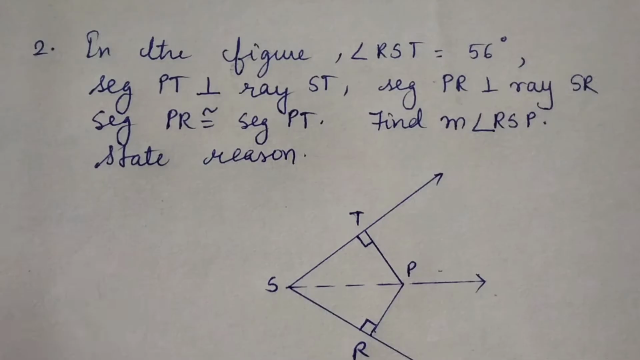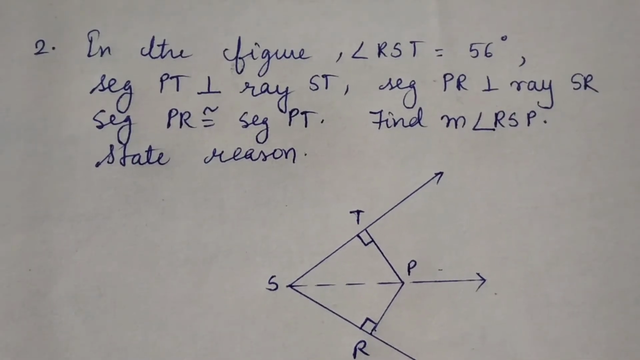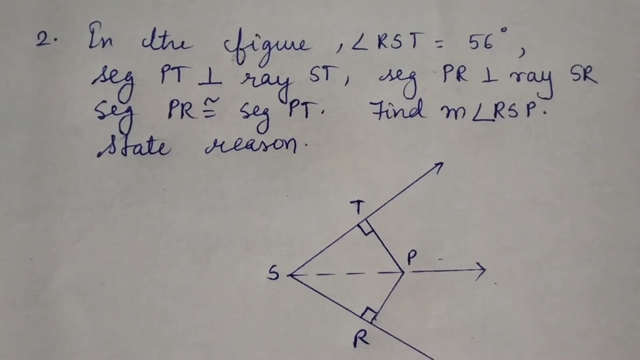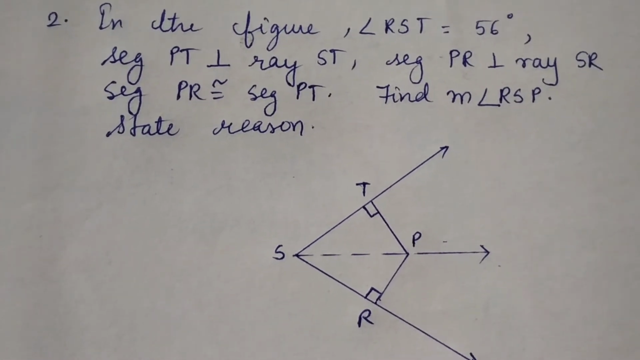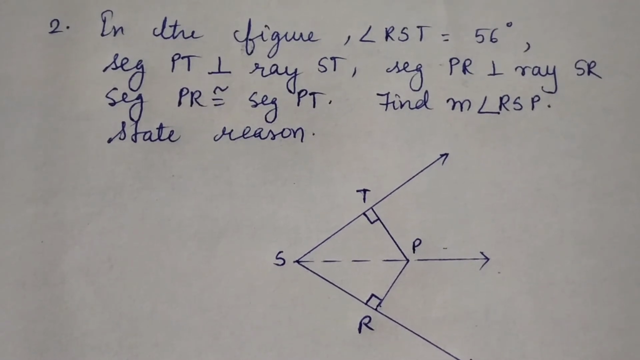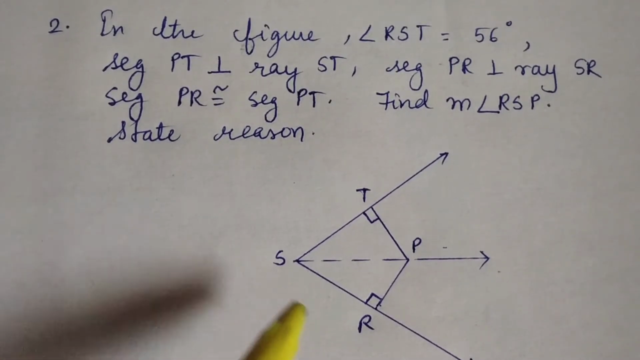Let us proceed towards the second sum. Now have a look at the second sum. It says that in the figure, angle RST is equal to 56 degrees. Where is RST? Let us check out.